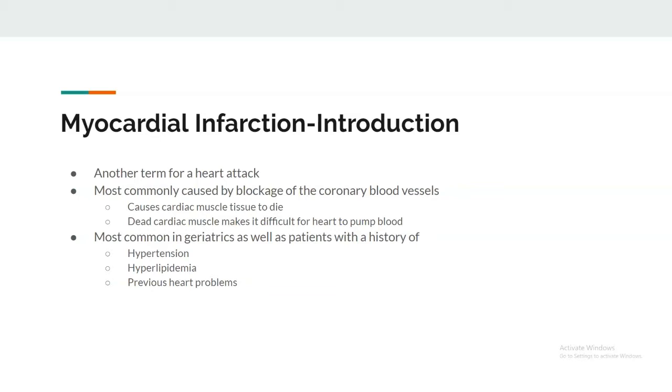Is there a specific set of patients that we can see that will be at a higher risk for this? And the answer is yes. We typically see this more in geriatrics, as well as people with a history of hypertension, hyperlipidemia, hypercholesterolemia, and previous heart problems.